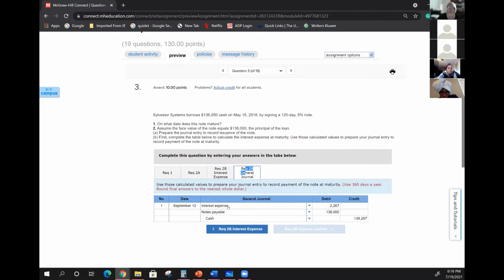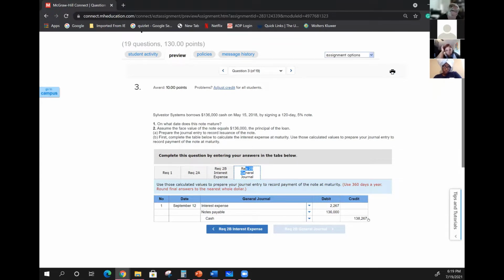So the note is going to be 136,000. On top of that, I have to pay 5%. I just calculated out what the interest is going to be. So I need to expense the interest in full, the 2,267, which we just calculated. And that goes as a debit because it's an expense. My notes payable, I'm now going to clear that off because I'm paying the money out, which is 136,000. And then my cash going out, I have to add them together.